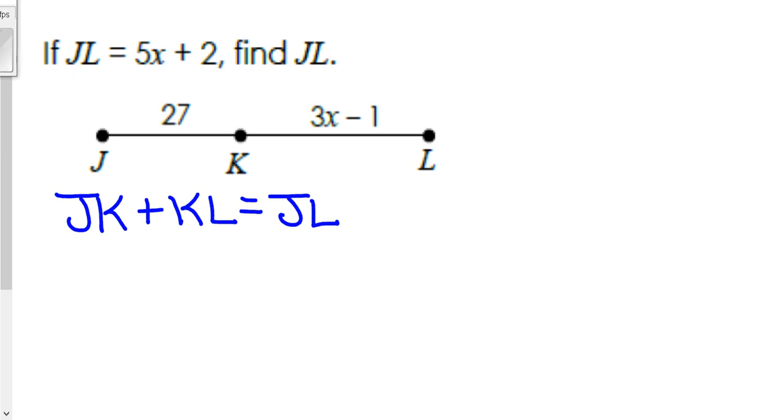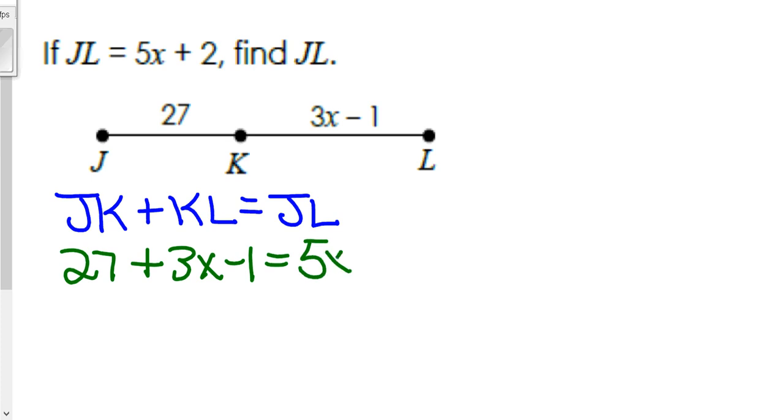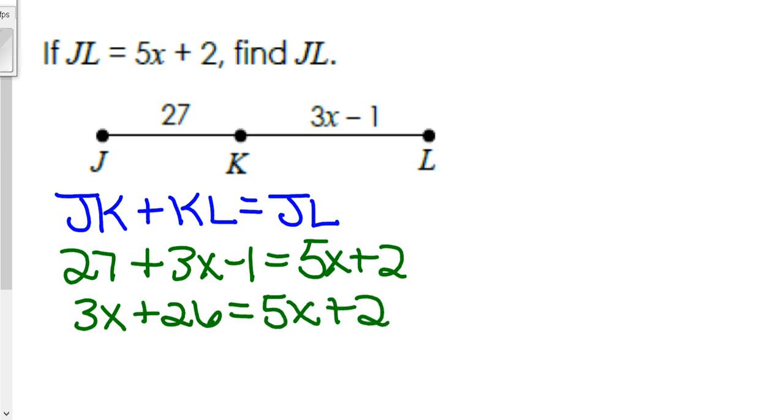Then we're going to substitute our information. JK is 27 plus KL is 3x minus 1 equals JL, which is 5x plus 2. Now we're going to combine our like terms on the left-hand side. We're going to get 3x, and then 27 minus 1 is 26, equals 5x plus 2.